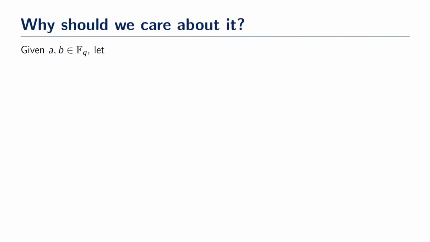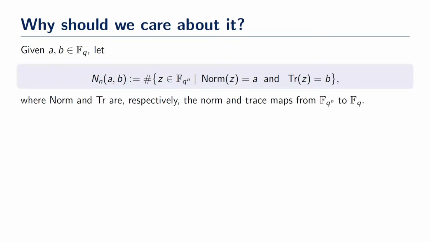Okay, so why should we care about this curve? If it's not enough for you just to improve the Hasse-Weil bound, I will give you more reasons. The main reason which I can connect to this curve is the following. Consider, given A and B in Fq, the number of elements in Fq^n such that the norm is A and the trace is B. I'm going to denote this number by N_n(A,B). What about the bounds or even explicit calculation of this N_n(A,B)?